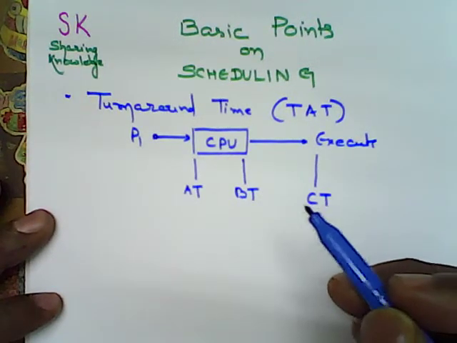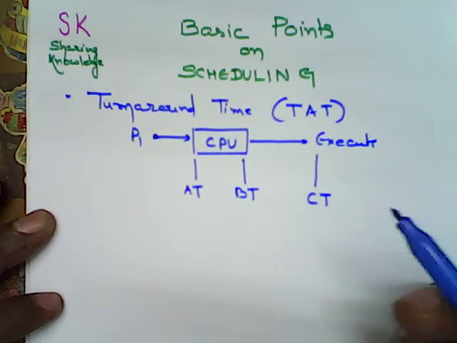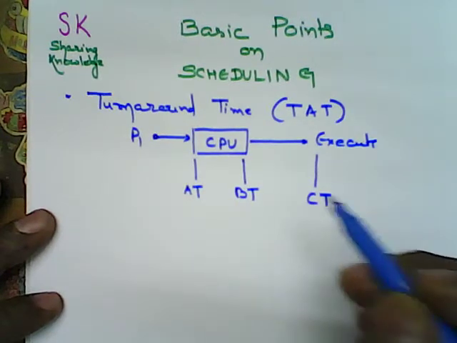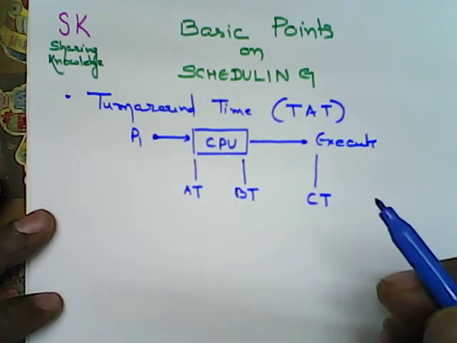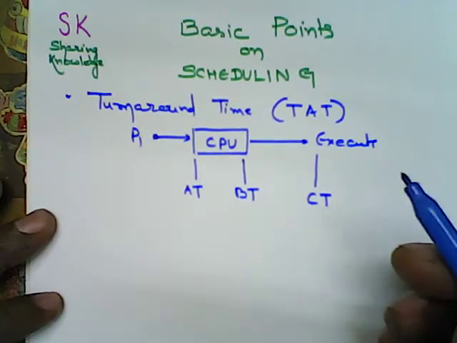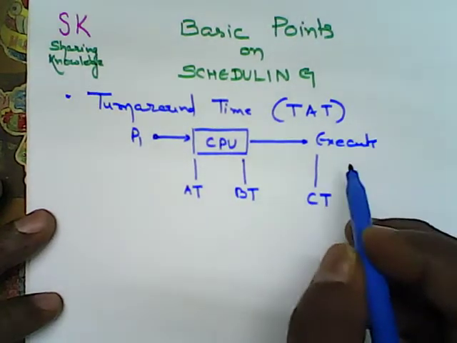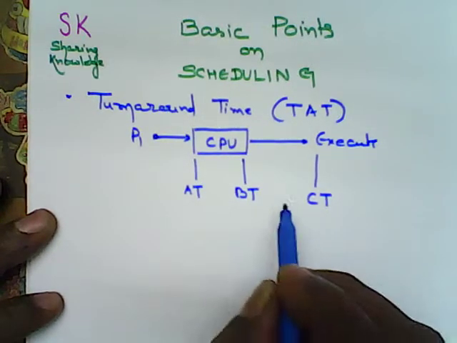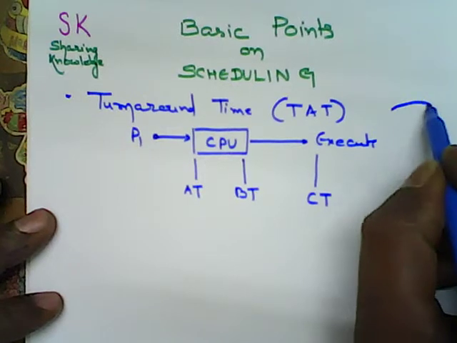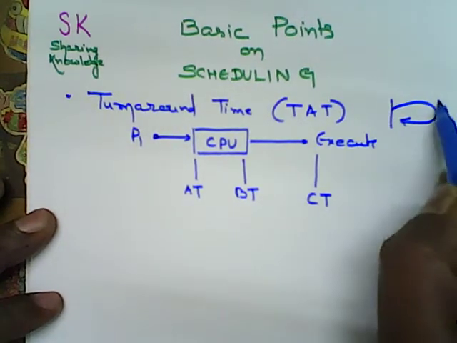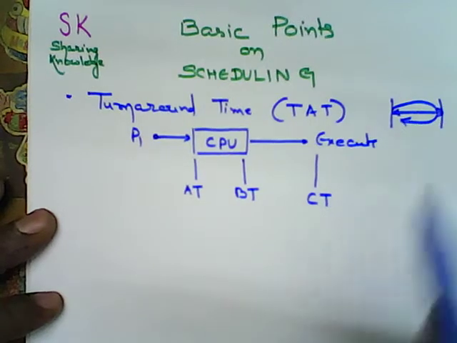So the difference between CT and AT is termed as turnaround time, or in short, the time when a process is first added to a group and is ready to execute in a given time, or we can put it like this, when it finishes executing and exits. After this it exits. So that is turnaround time. So we can put it like this: starting here, ending here.